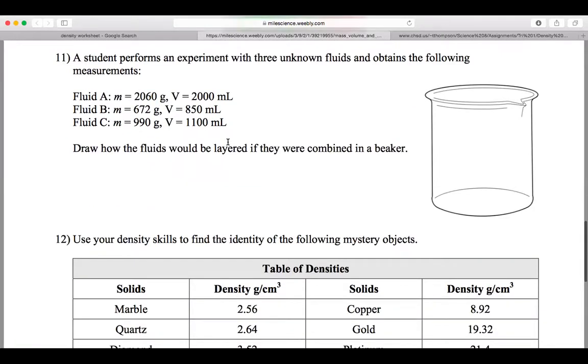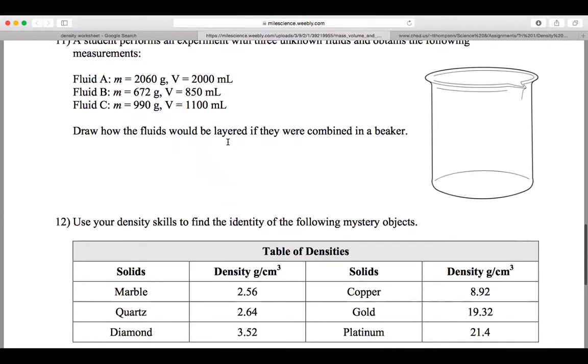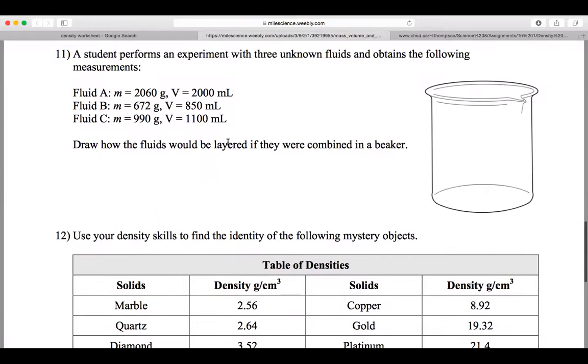Okay, number 11. A student performs an experiment with 3 unknown fluids, obtaining the measurements. Draw how the fluids will be layered. We know that the densest one will be at the bottom, the second will be in the middle, and the least dense will be at the top. So the first thing I want to do is find the density of the 3 liquids, okay?